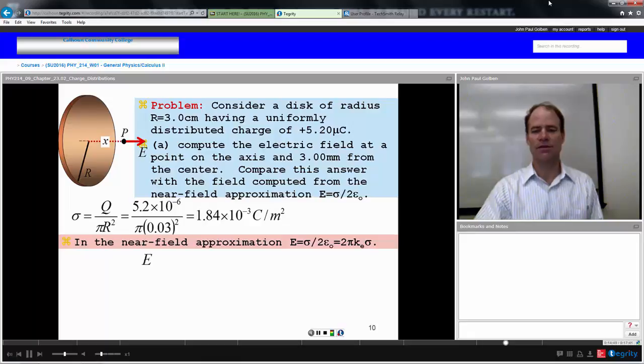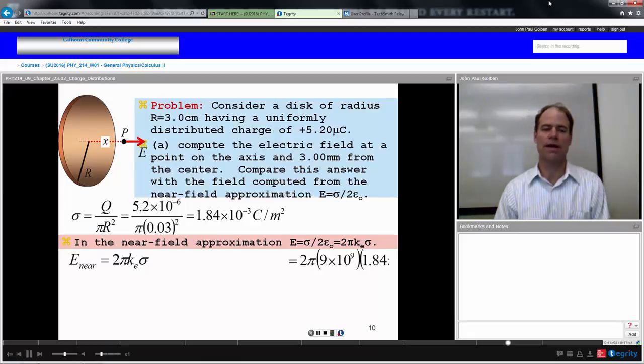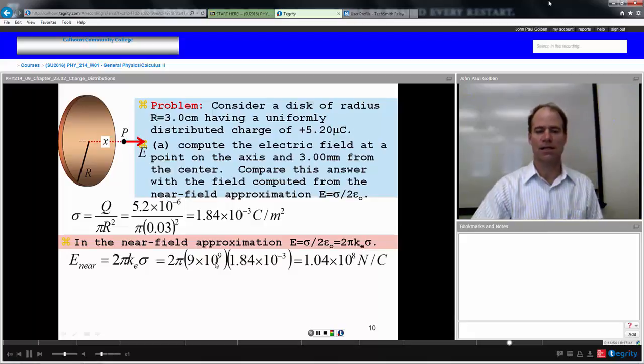In the near field approximation, the E field will equal 2 pi k sigma. That's going to be 2 pi times 10 to the 9. And we just figured out sigma to be 1.84 times 10 to the minus 3 coulombs per meter squared. So this will be an E field of approximately 1 times 10 to the 8 newtons per coulomb.